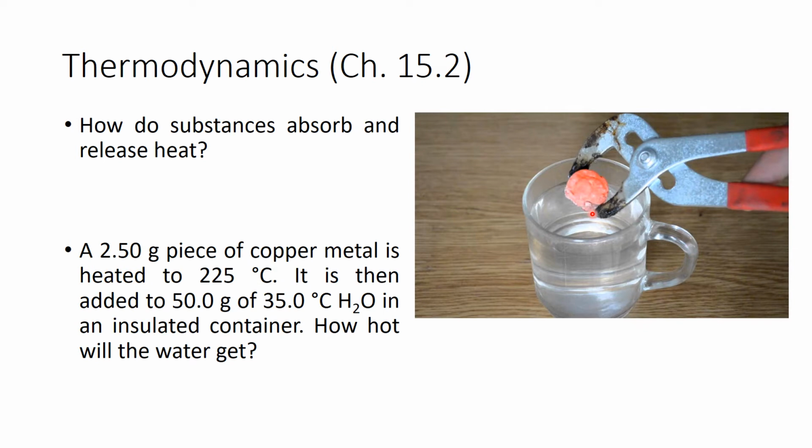If a 2.5 gram piece of copper metal is heated to 225 degrees Celsius and is then dropped into 50 grams of water at 35 degrees Celsius, how hot will the water get? So essentially, we know how to deal with the heat transfer of one object. Now we're going to deal with the heat transfer between two materials, between, in this case, the copper and the water.